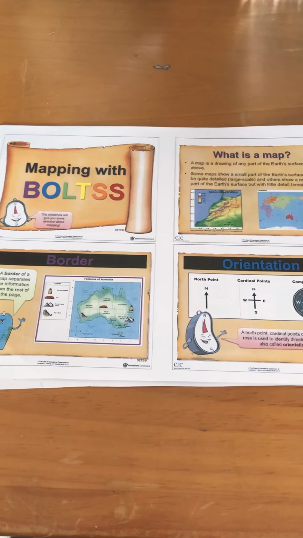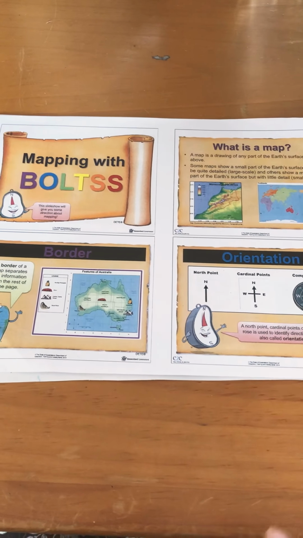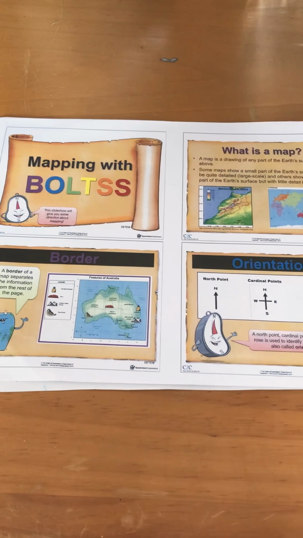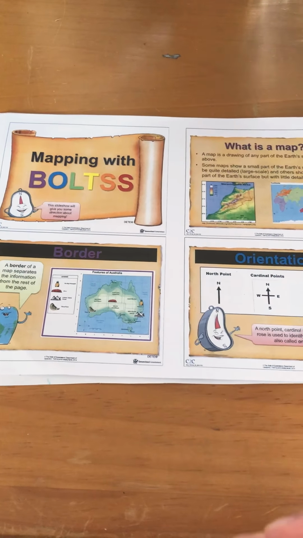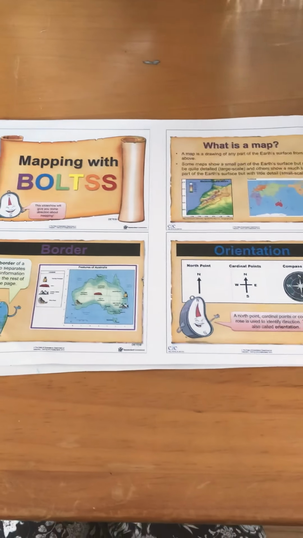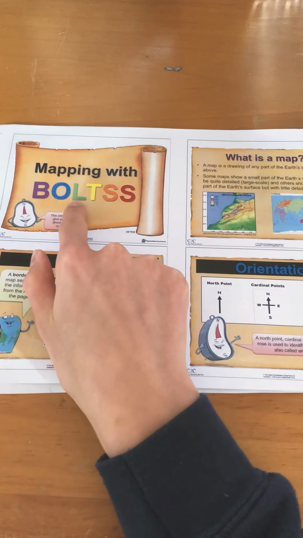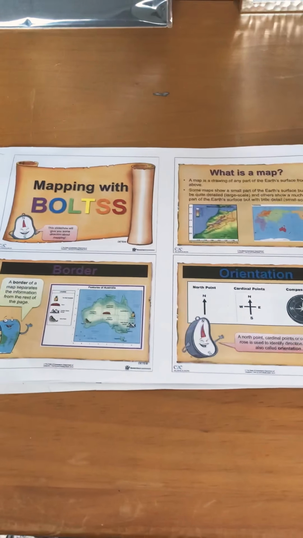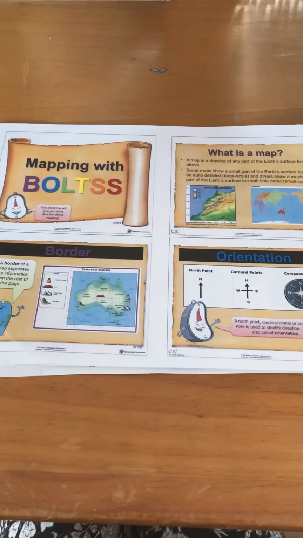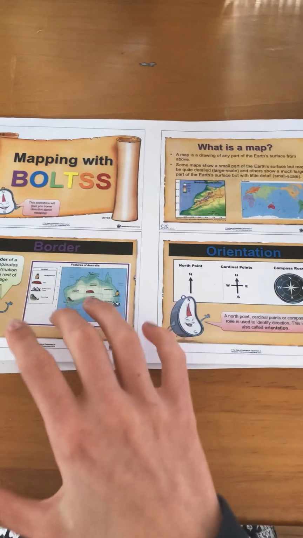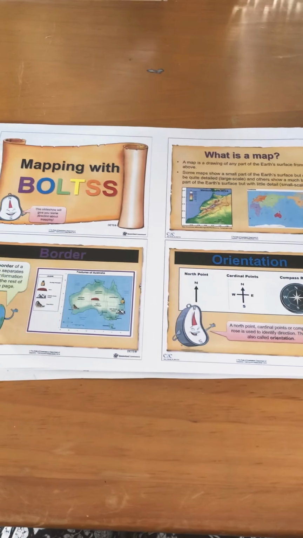Okay, thank you. So BOLTS, B-O-L-T-S. So remember, guys, that is just a way to remember how to create an effective map. So if you follow each of these letters, it'll ensure that you've done so. So can somebody please tell me what the B is for? Border. Good. So a border should separate the information from the rest of the page.